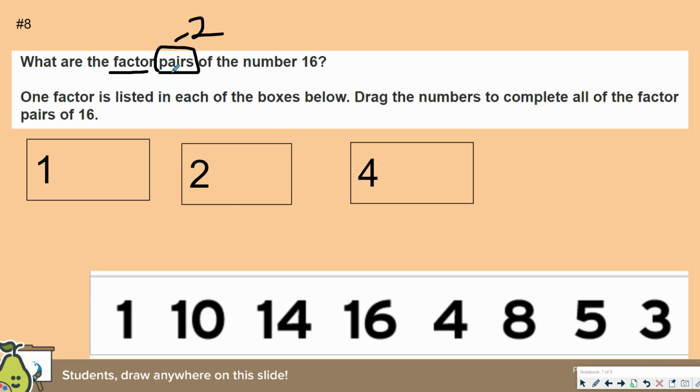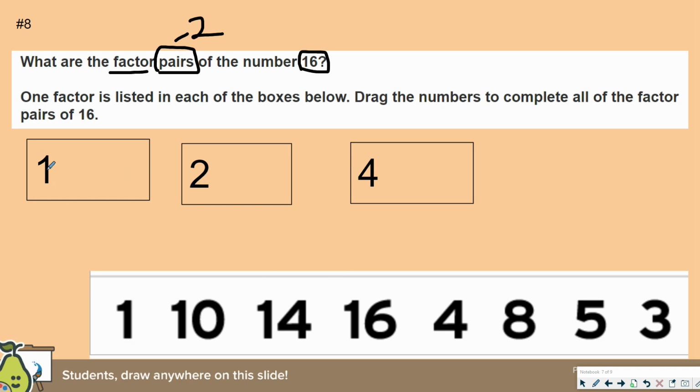Here's what I want you to pay attention to. If you are putting two numbers in a box, there's already one in each box. You have more than three numbers down here, which means you will not use all of the numbers, okay? So what you're asking yourself is, if you want to get a product or an answer of 16, what am I multiplying by each of these numbers to do that?